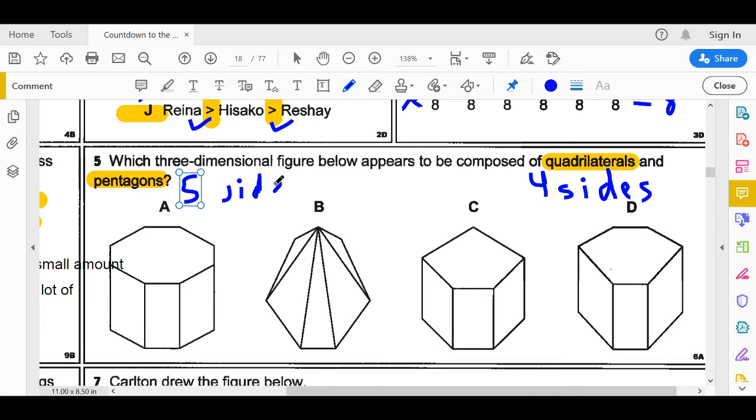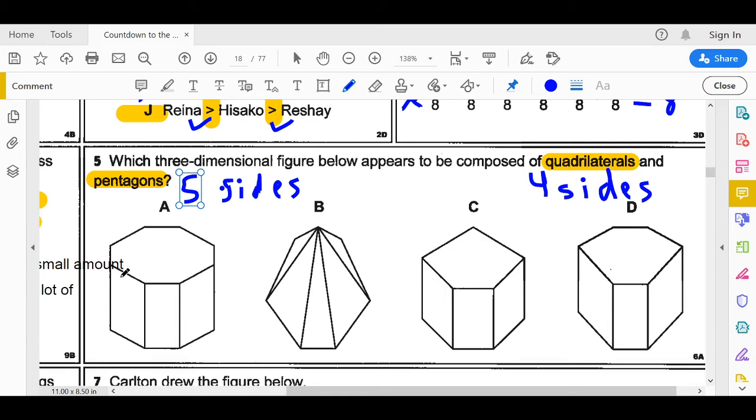Okay. My handwriting is not really clear there. I hope you can understand it right there. I'm just going to try to fix it here. 5 sides, okay? So quadrilaterals, 4 sides, pentagons, 5 sides. Let's check each of them. Let's start with letter A.